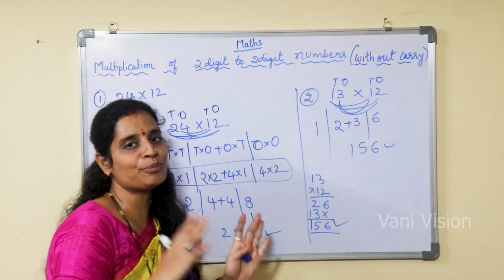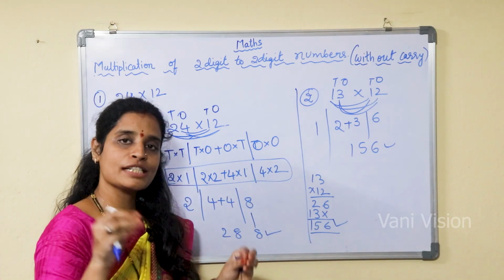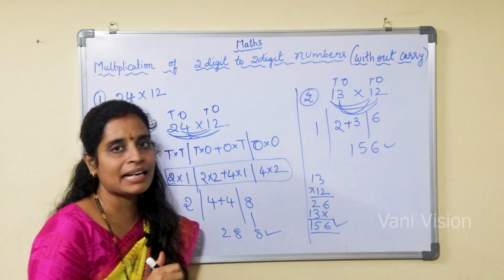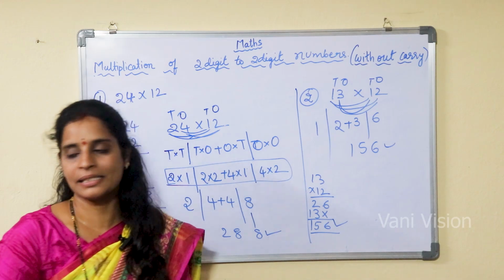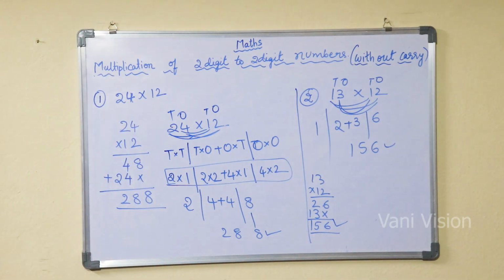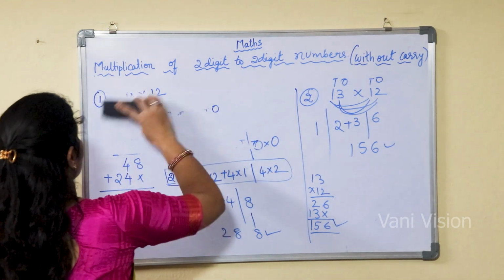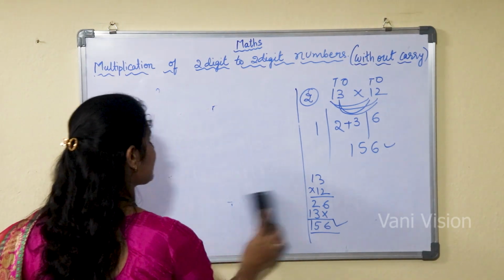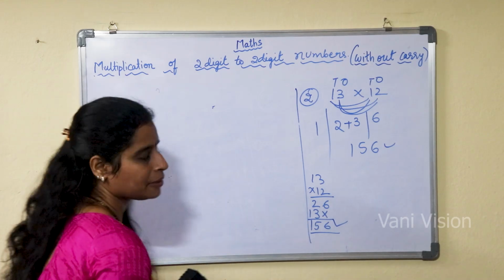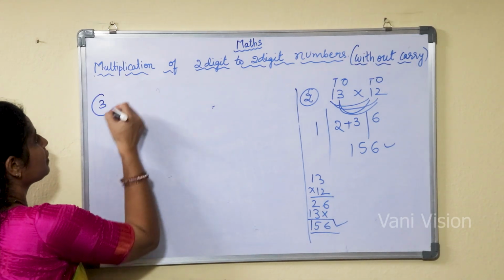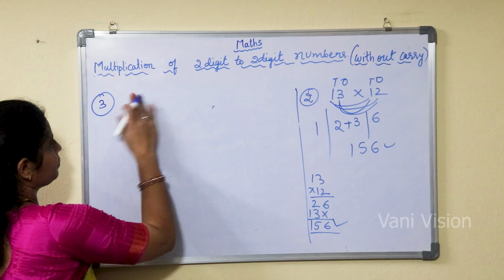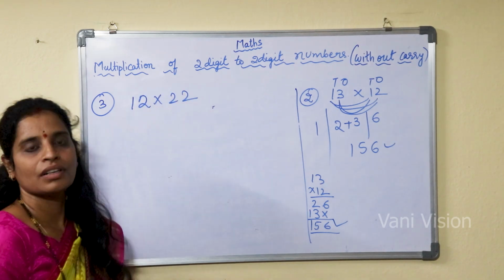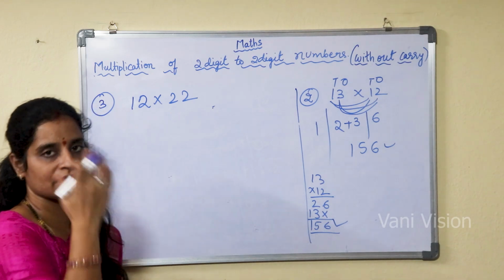Clear? I'll explain more with examples, then the concept will be completely clear for you. Okay? Then my next example, my third example, is 12 into 22.